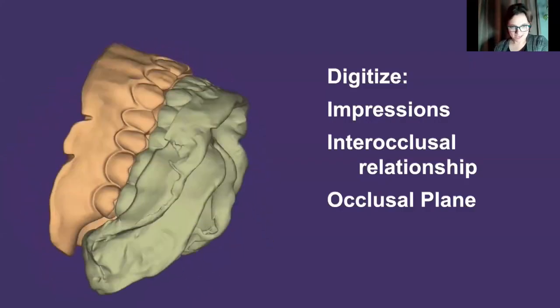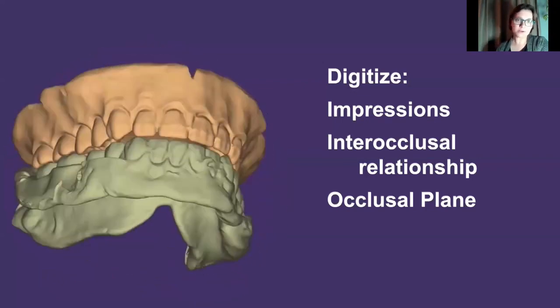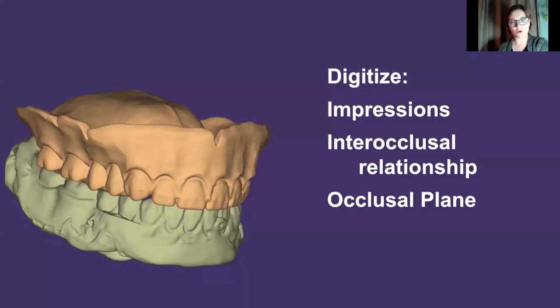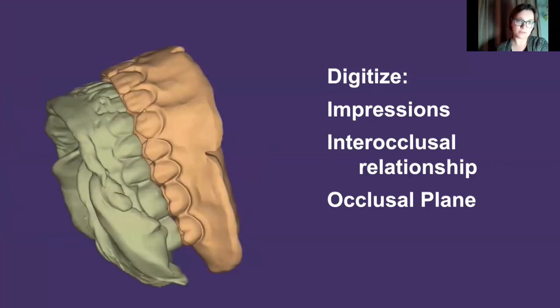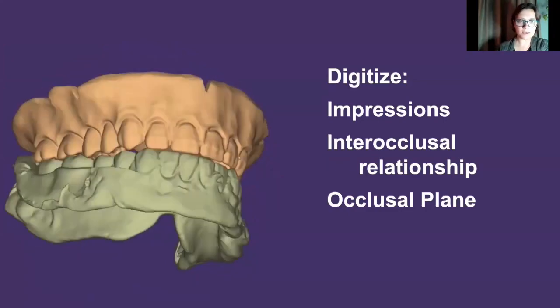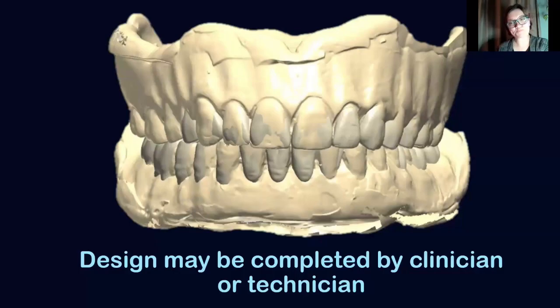So at the end of the day, what you want to have digitized are the definitive impressions inside the denture, the interocclusal relationship. So you want to make sure you can see the teeth going along the side and how they interdigitate, and that incisal or occlusal plane. That will help you determine curve of Spee, midline, tooth display, and incisal plane.